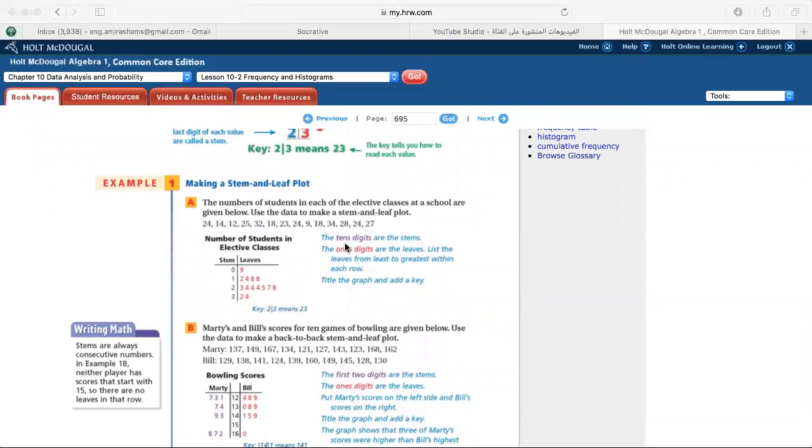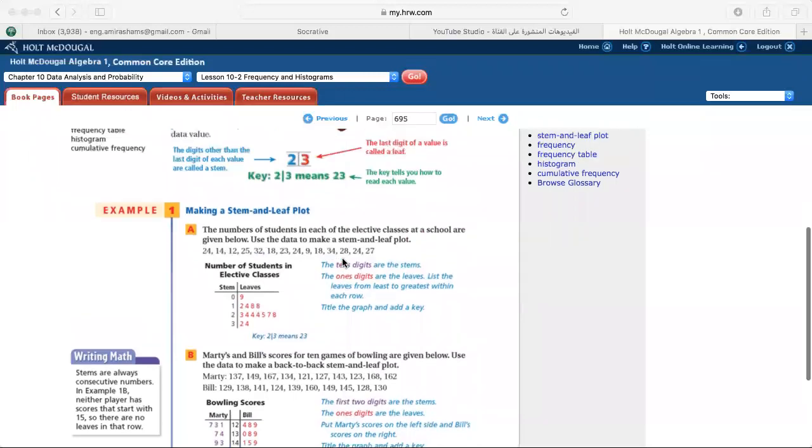What I'm going to do, the tens digit are the stems, the ones digit are the leaves, list leaves from least to the greatest within each row.